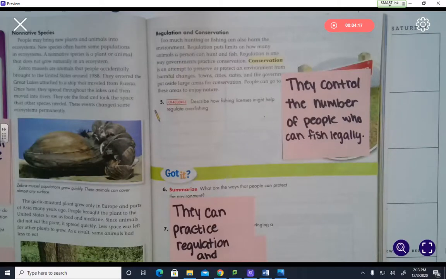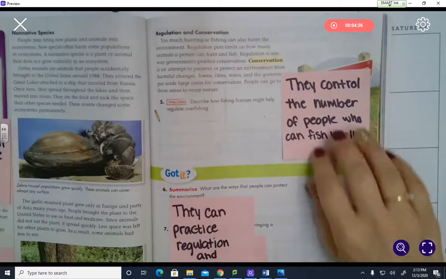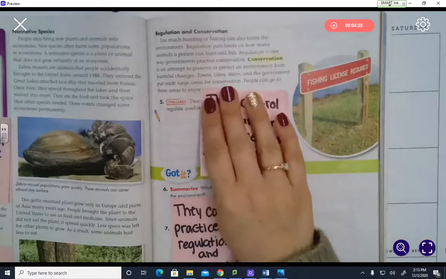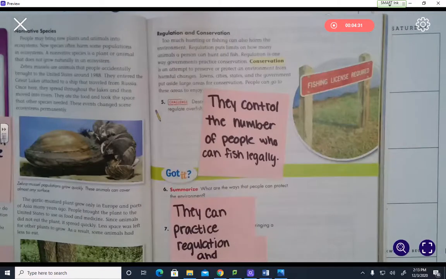Once you get a fishing license, you can only fish for so many fish. You can't go over a certain number of fish, things like that. So that is number 5. They control the number of people who can fish legally.